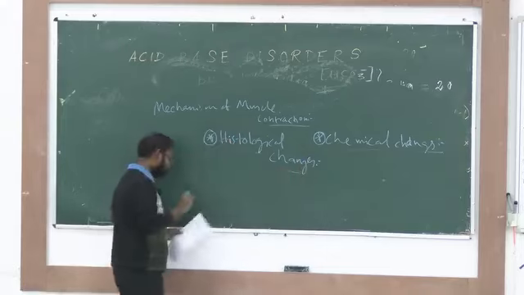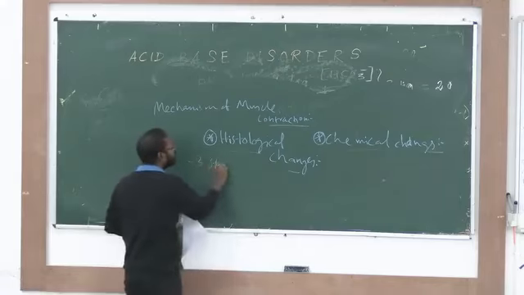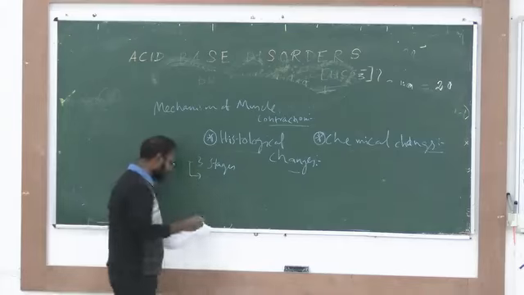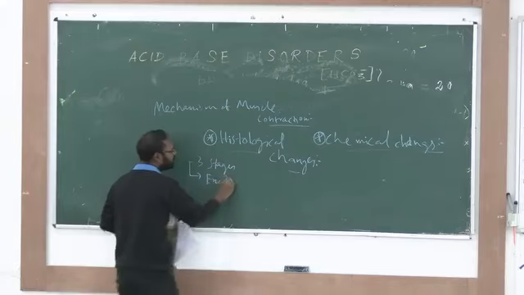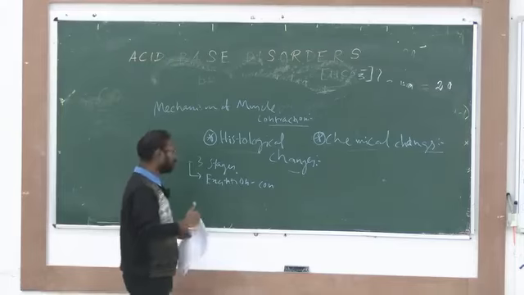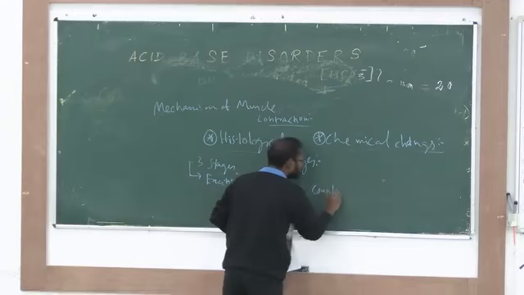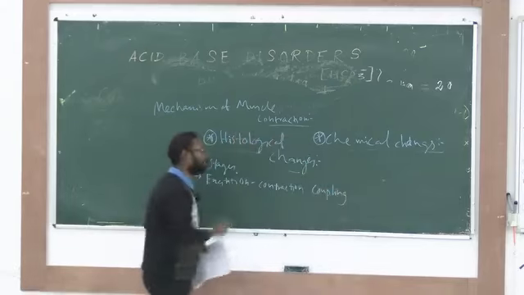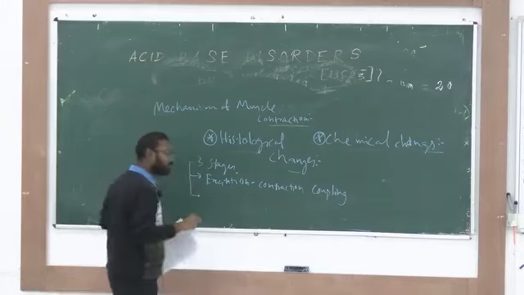The histological changes include 3 stages. What stages are there? First stage is your excitation contraction coupling. Excitation contraction coupling, that means whenever a muscle is getting excited, it will get contracted. So this excitation contraction coupling will happen. Second, role of troponin and tropomyosin you have to discuss.